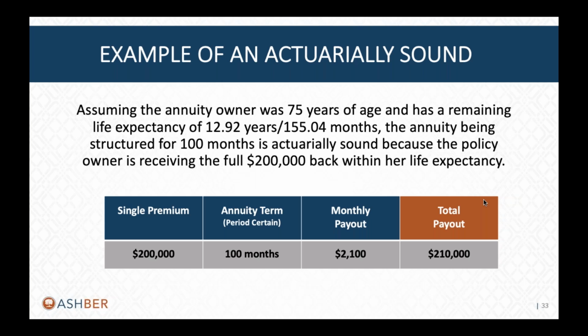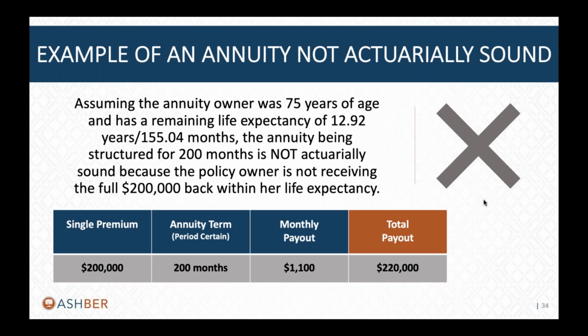75 years of age, we're seeing that the annuitant would receive the full $200,000 back with interest within her life expectancy. So this would be an annuity that would be considered to be actuarially sound because it pays back the full $200,000 plus interest within her life expectancy.